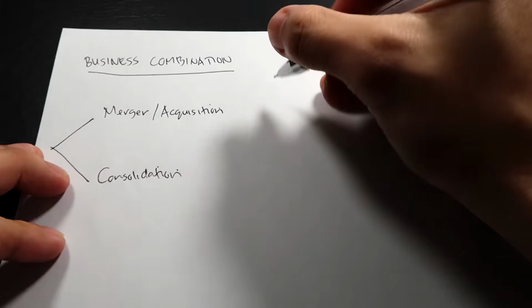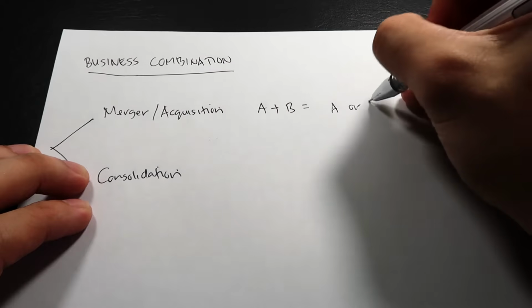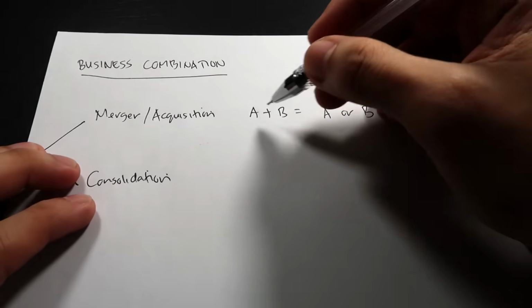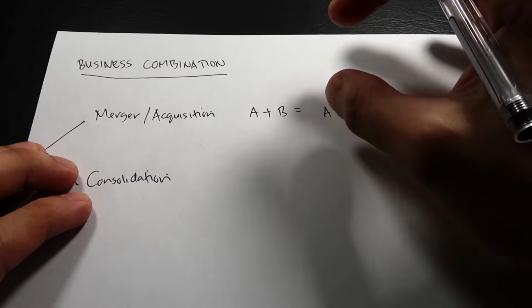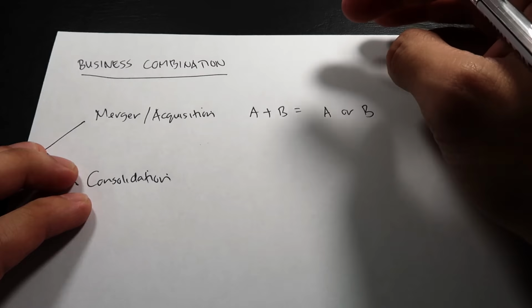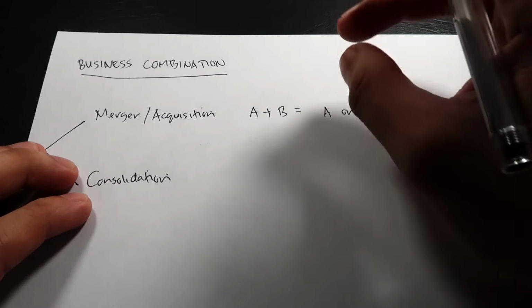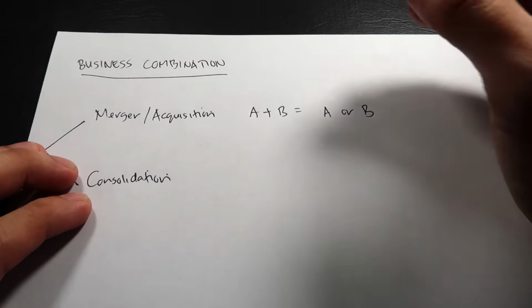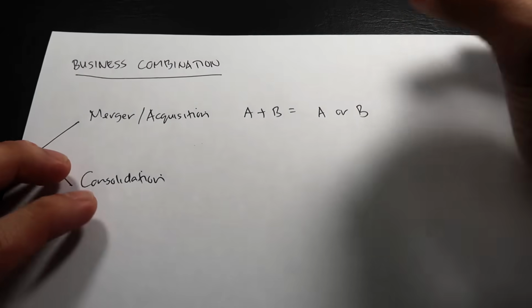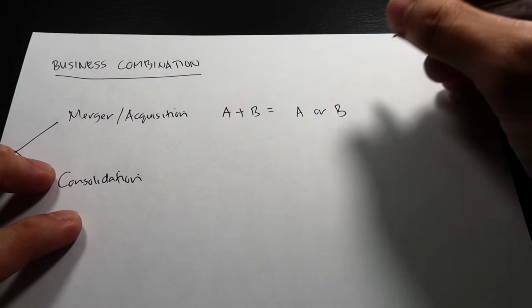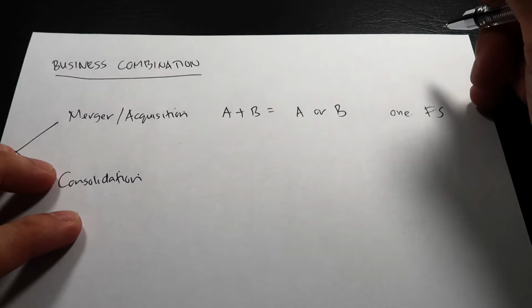For merger or acquisition, it's A plus B is equal to A or B. Meaning, when A and B merge, only one of them will remain, A or B. And one of them will stop its operations. A perfect example for this is, remember what happened here when Grab acquired Uber Philippines. Uber no longer operates here, right? This is an example of merger or acquisition. One thing to remember is that in a merger or acquisition, there's only one set of financial statements.